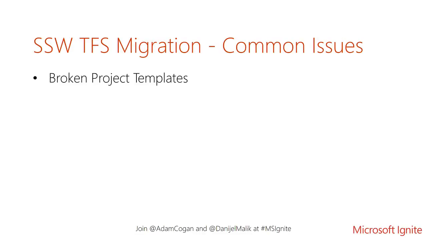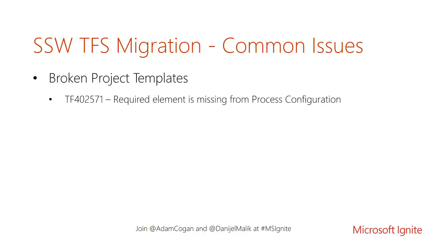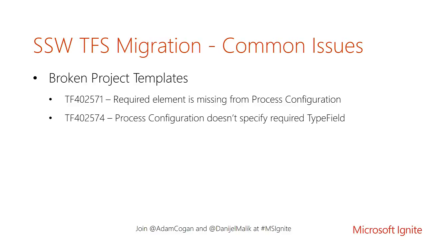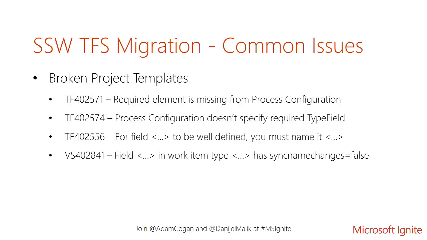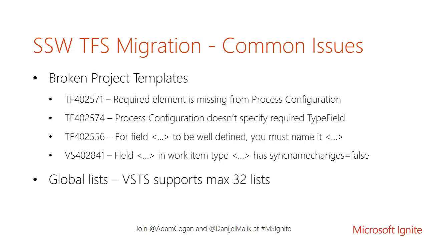These were my common issues. I had broken project templates with required elements missing, and there were process configurations that didn't have specified required types and so forth. They were missing names. And one of the last things I noticed is there were a lot of global lists. Do you know what the global lists are, where they come from? No one. Okay, how many of you are running XAML builds?